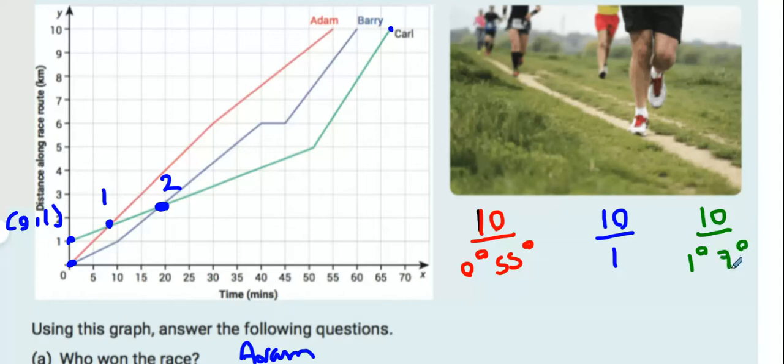I have him as 67. What do you have it as? Oh, good. Well done. Who said that? Excellent. He didn't do 10 kilometers. He only did 9. That's excellent. Good spot. I would have got that wrong.